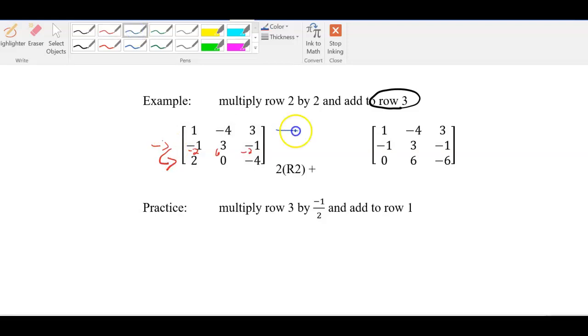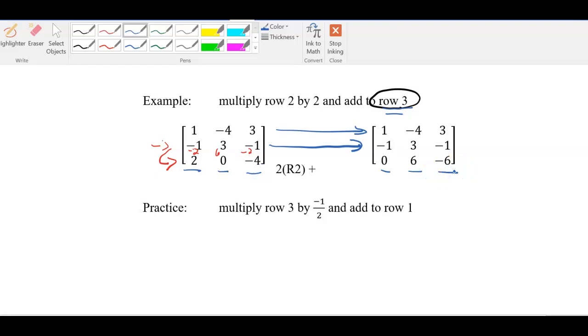This means row 1 stays the same. Row 2 stays the same, because the operation is what I add to. So row 3 is the only one that changes. So -2 plus 2 is 0. 6 plus 0 is 6. -2 and -4 is -6.